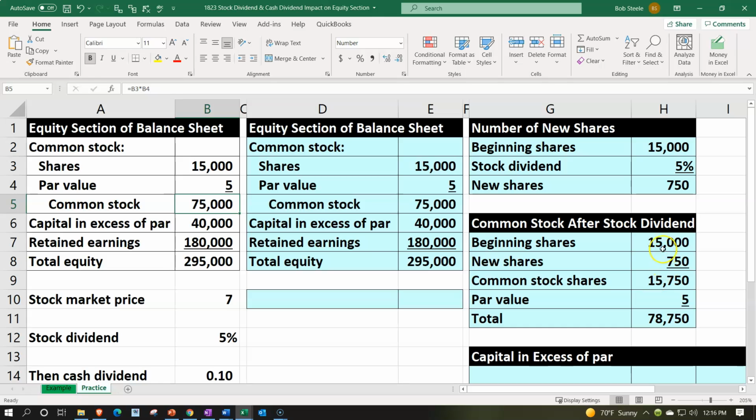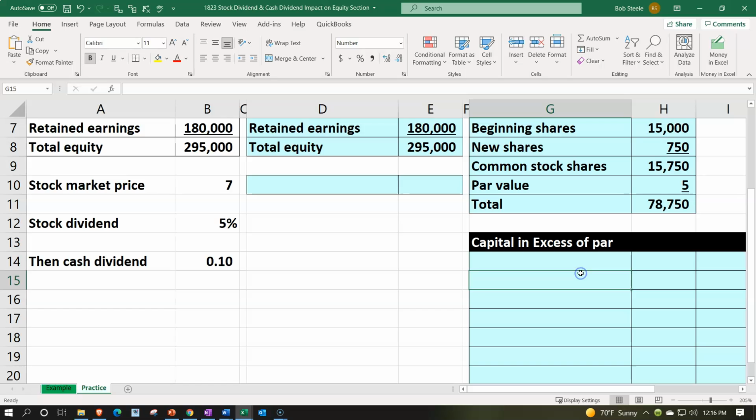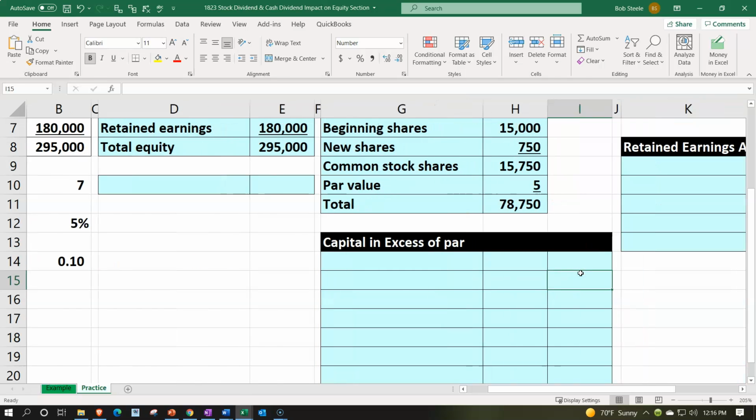So we expect the 15,000 to change to 15,750, and then this number is going to change to 78,750. But let's not do that yet. Not yet. Hold on. Just be patient. So now we're going to do the capital in excess of par calculation.